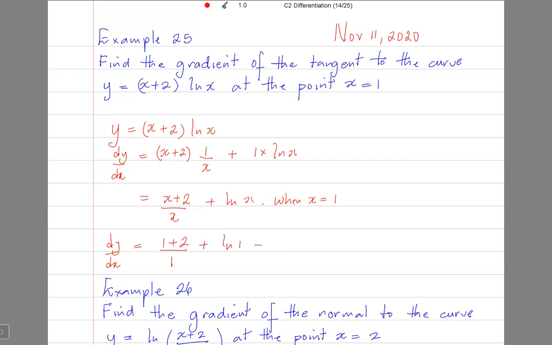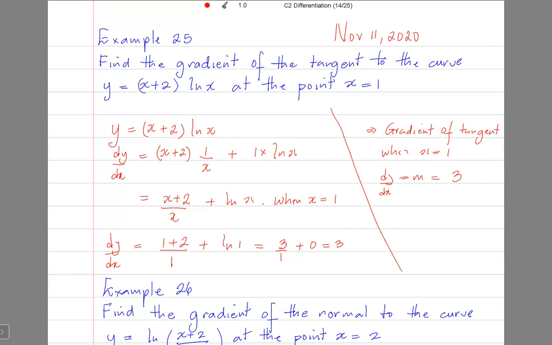So the answer here would be equal to 3 over 1 plus 0. The answer here would be equal to 3. So therefore, the gradient of the tangent when x is equal to 1, dy/dx, which is equal to m, is equal to 3.